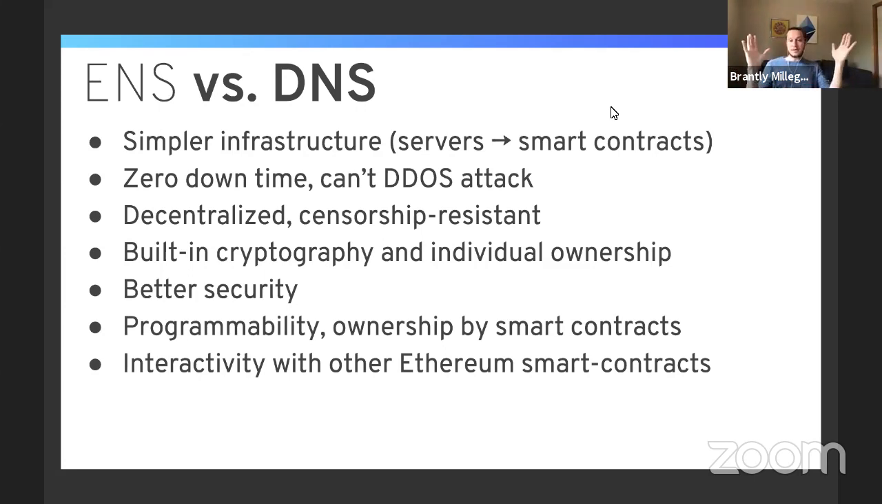So all this was to say, with ENS, we have it built in. So this is a hugely beneficial thing. As a result, and for many reasons, we have better security. Of course, as I already mentioned, we have programmability and then interactivity with other Ethereum smart contracts, which are not possible at all with DNS. It doesn't even make sense, given their architecture.